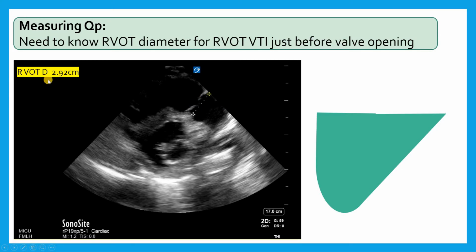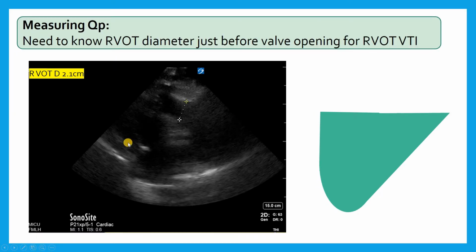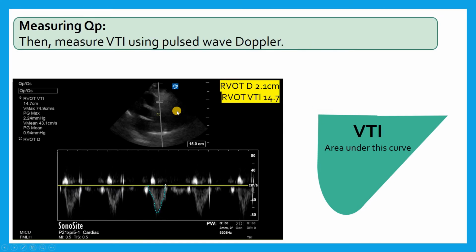Now in this example, I measured my RVOT diameter at 2.9 centimeters. That's a pretty big PA. This patient had a little bit more normal right ventricular outflow tract diameter, which is 2.1 centimeters. And now, in this patient, I'm going to measure my velocity time integral. Now remember, my velocity time integral is putting my pulse wave Doppler just below the pulmonary valve, and I'm going to measure the area under this curve.